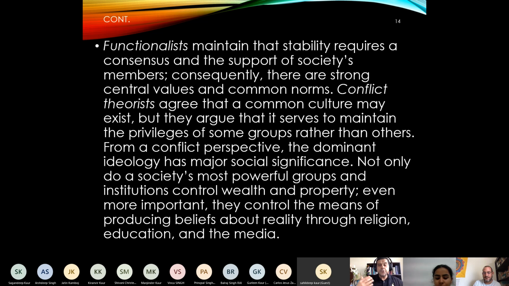The conflict theory thinks that capitalism was the reason why the capitalists who own the means of production became the controllers of the society, who dominate the society for their own end, for the sake of their own interests at the expense of everybody else.